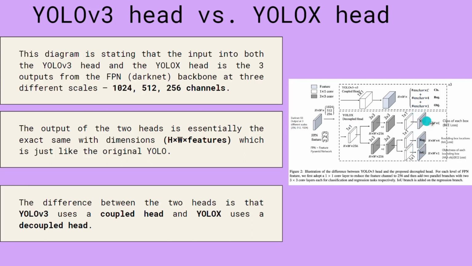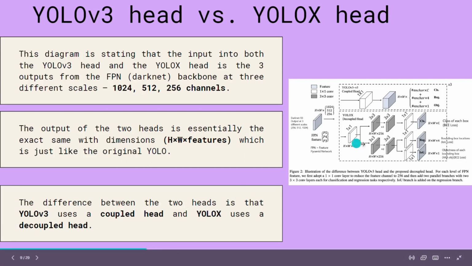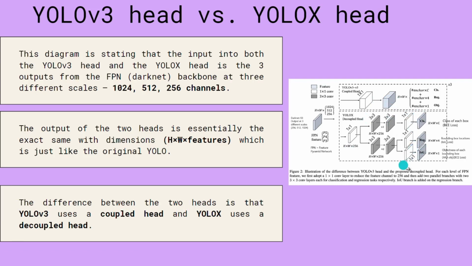So we're going to split each output into class score, regression, and objectness score. The output of the two heads is essentially the exact same, with dimensions height multiplied by W multiplied by features, which is just like the original YOLO. So it's talking about this representation. And the difference between the two heads is that YOLO v3 uses a coupled head and YOLOX uses a decoupled head. So we're splitting this into 3 different components.